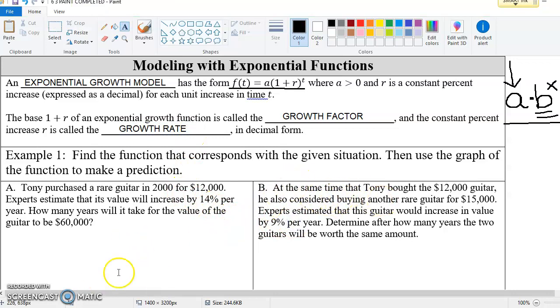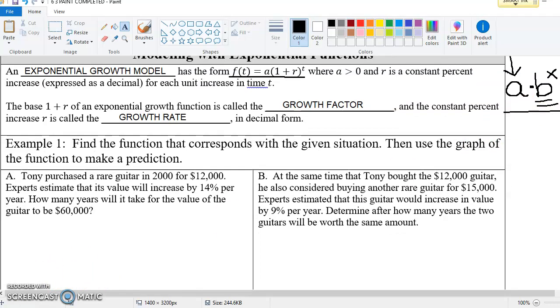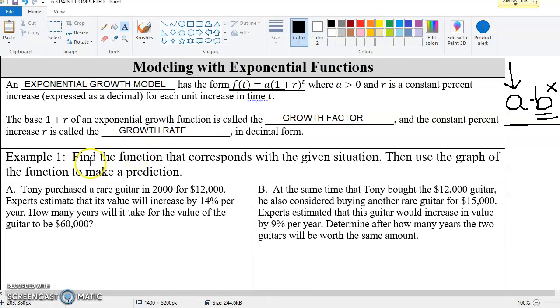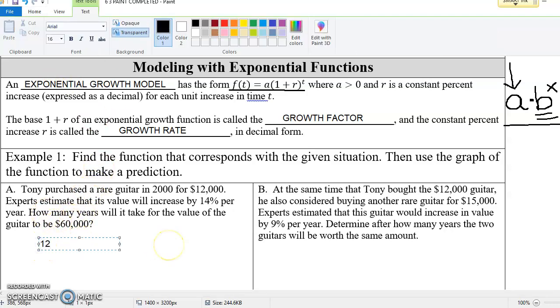So here's what's going on. Let's use this first example using guitars to introduce the idea. So Tony purchased a rare guitar in 2000 for $12,000, and experts estimated that its value will increase by 14% per year. So if you want to make a prediction about what's going to happen, you start with the starting amount, which is $12,000. And then you have to figure out the growth rate.